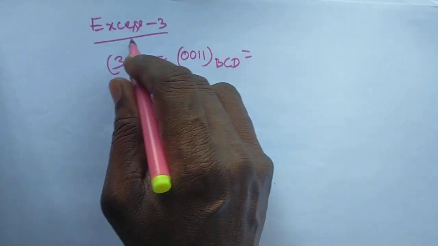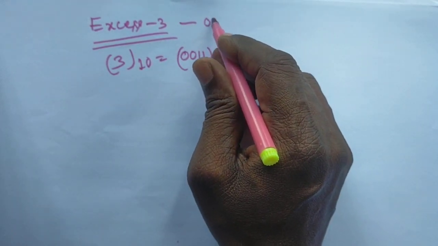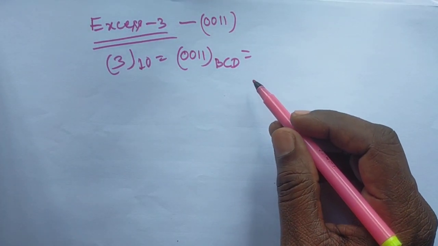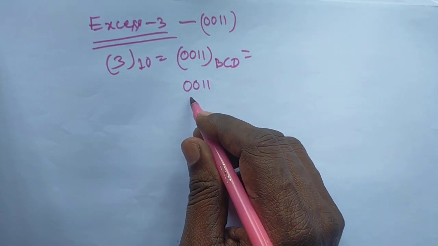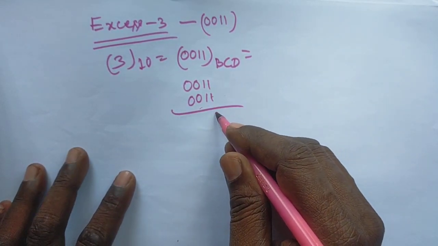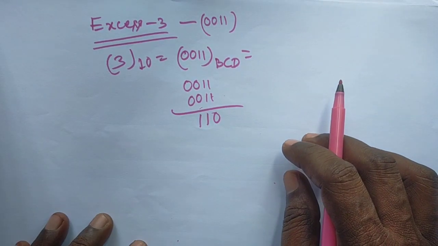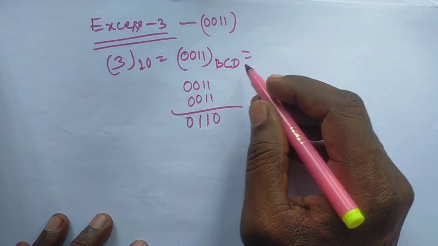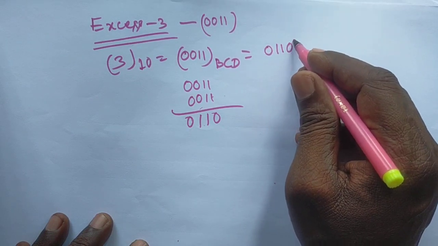If we go through Excess-3, then what happens? Just add the value 3, which means 0, 0, 1, 1. Then what is the value we can get? Here is already 0, 0, 1, 1. Again, we add this Excess-3, 0, 0, 1, 1. What is the result? 1, 1, 0 is 1, 1, 1, and again 1 is 1. If we go through this Excess-3, then the result will be 0, 1, 1, 0.